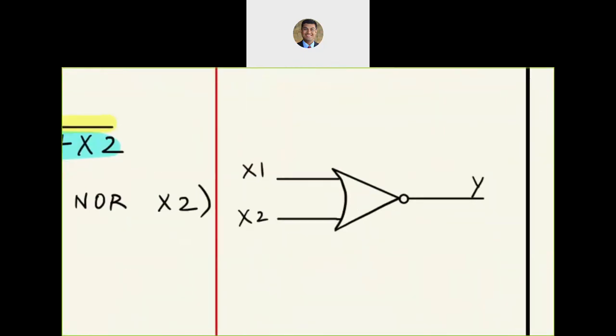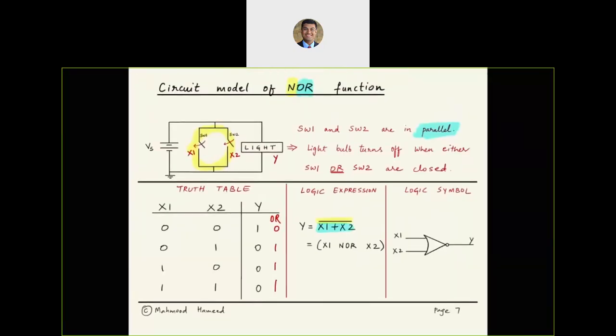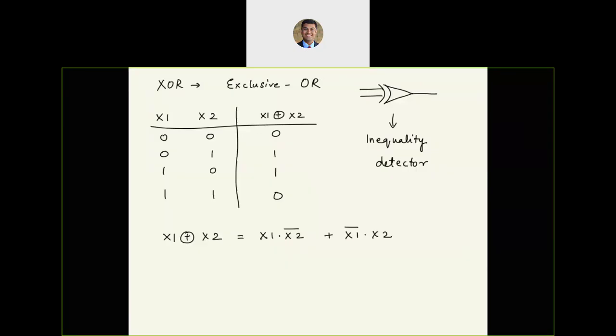Symbol. OR gate followed by the bubble inversion. That's going to be your NOR gate. Okay, I think this is good for the NOR gate.